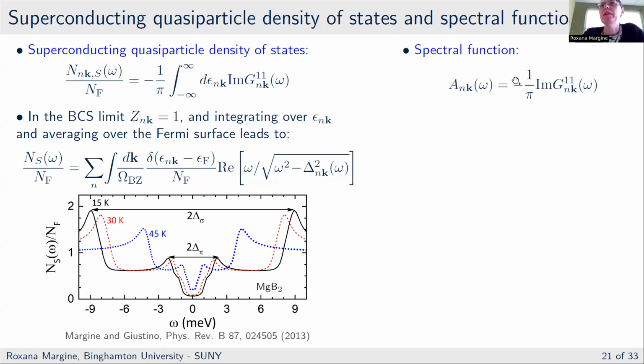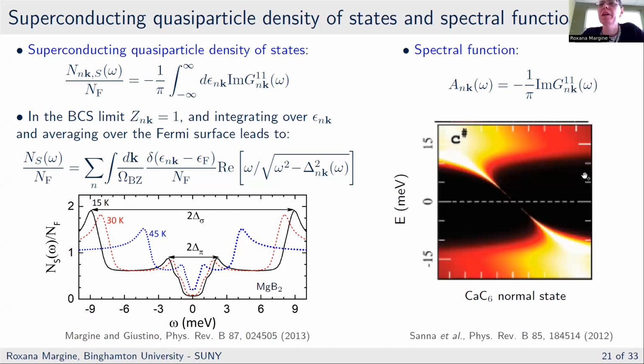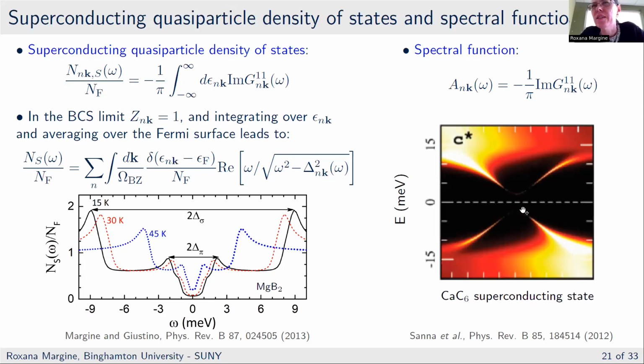This comparison is not implemented in EPW, but in principle it can be easily done. We can also compute, for instance, a spectral function, and this is the spectral function in the case of calcium C6 in the normal state. You cannot see it very well, but this is a continuous line, while if you compute the spectral function in the superconducting state, you should see a small band gap opening. There is too much black here, but you can see it's a small parabola if you zoom in, and there's a small gap.